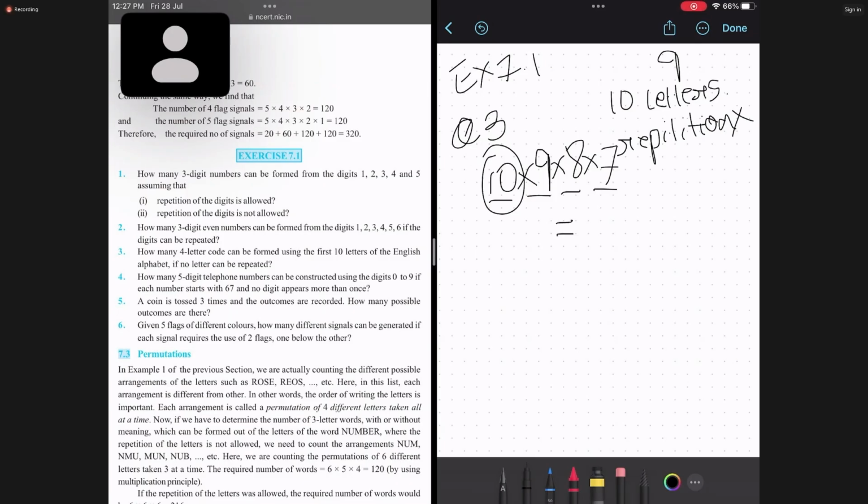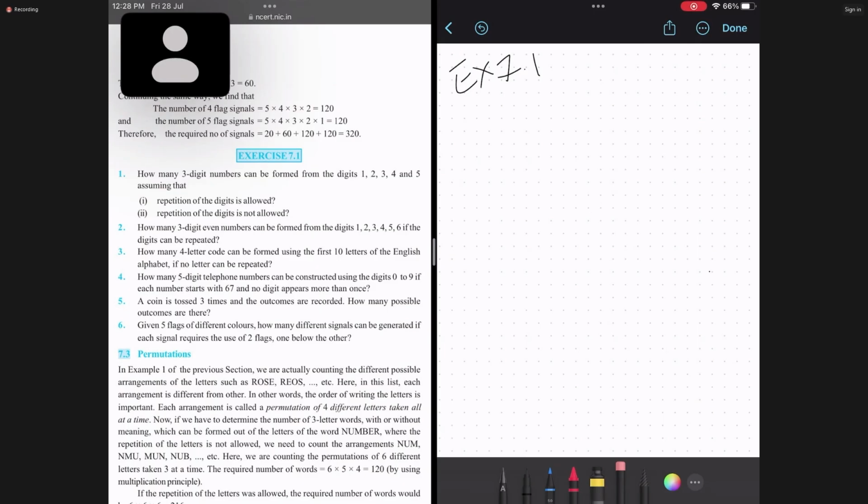When you multiply this, the answer that you're finally going to arrive at is 5040. This is your final answer. So 5040 codes can be generated, which are 4 letters long, from the first 10 letters of the alphabet, where repetition is not allowed. Correct. Moving on, question number 4.